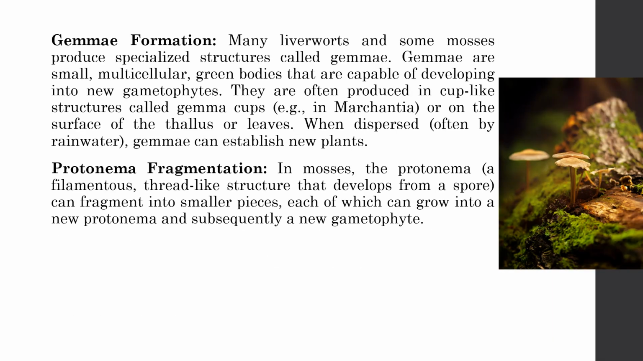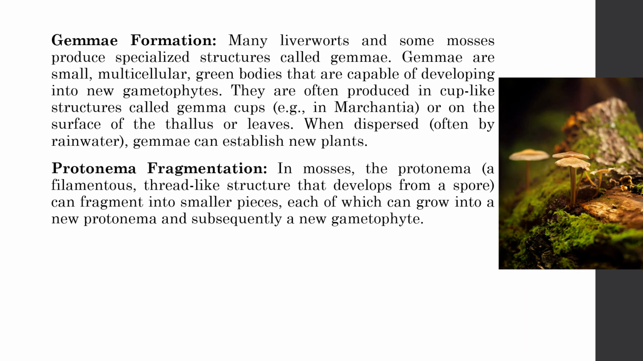Next, gemma formation. Many liverworts and some mosses produce special structures called gemmae. These gemmae are small protrusions or small multicellular pits that you can find on the plant bases. They are small, multicellular, green-bodied, and able to develop into a new gametophyte. They are often produced in cup-like structures called gemma cups.